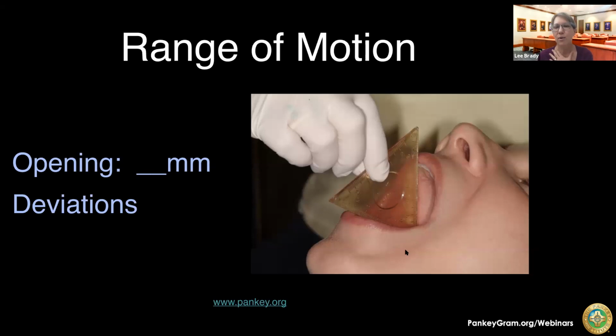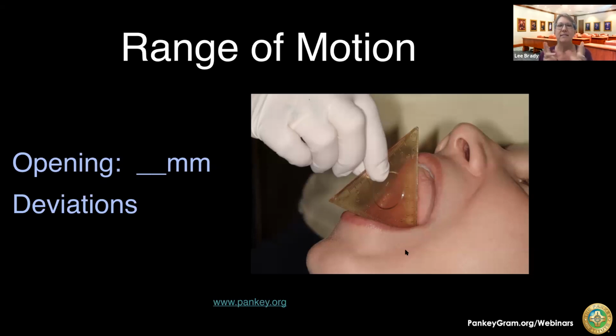But if you like these, I don't know if it has a very fancy name, Greg. I think we just call them range of motion guides, but Mark has them at the Pankey store. And you're going to now measure that. And so what are you going to do? You're going to look at that max comfortable opening, and you're going to use the number.